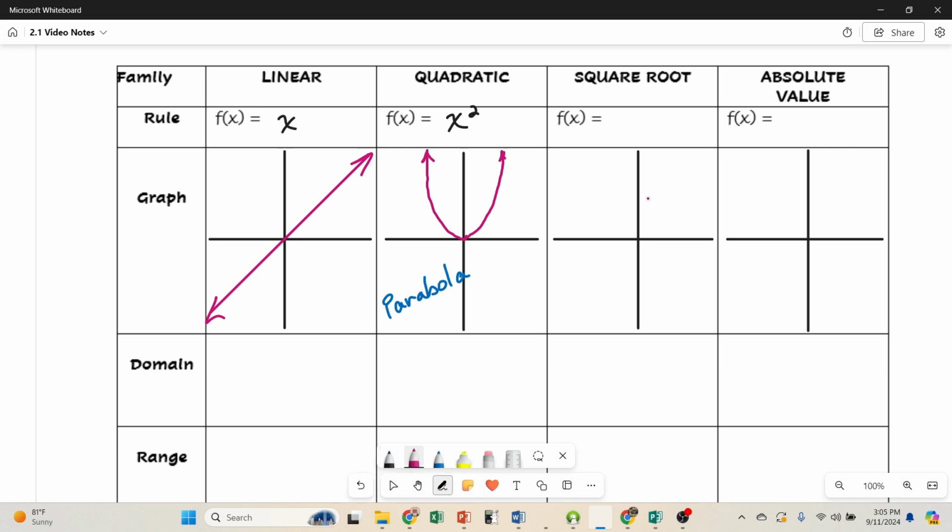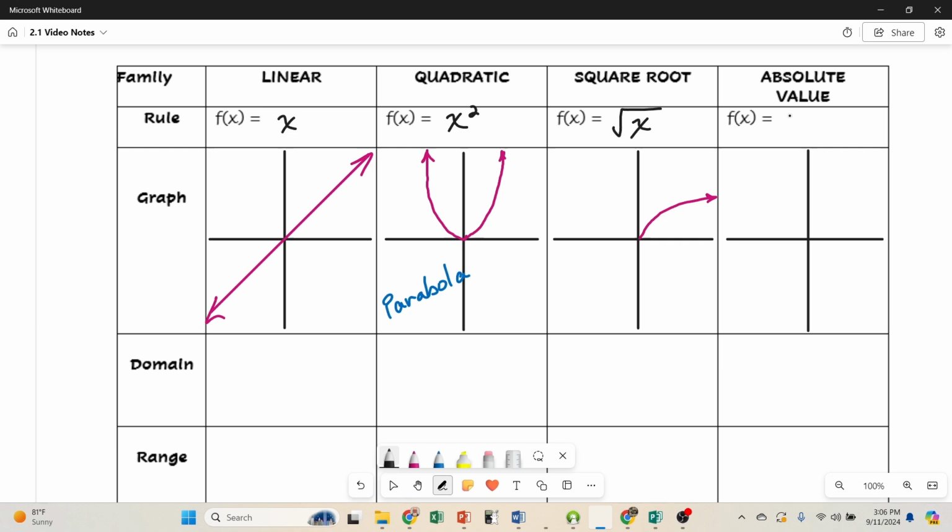Our next function is the square root function. We can't have any negative values plugged into a square root. It blows it up. So it looks like this. It starts at 0 and it kind of flattens out and continues on just like this. So this would be the square root function, by the way, is the square root of x.